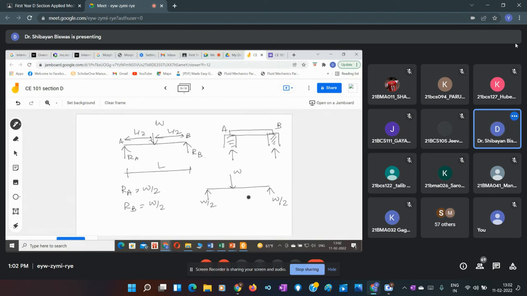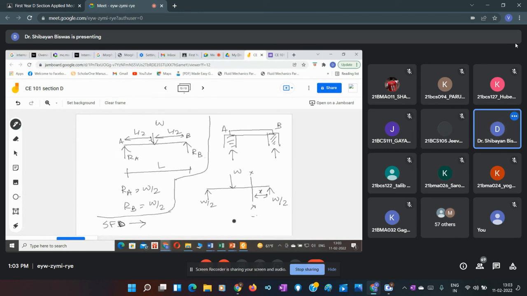Now we want to draw the shear force diagram. What will we do? We can take a section here, say at X distance. What will be the shear force at this section? Just think about the right side. Negative W by 2, minus W by 2, very good. So here it is minus W by 2.